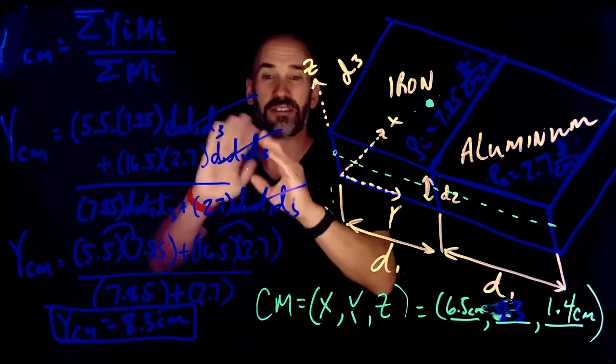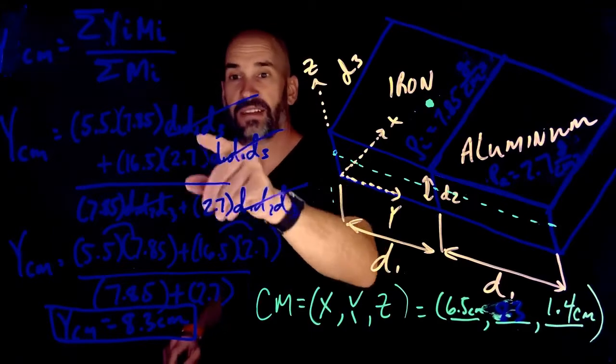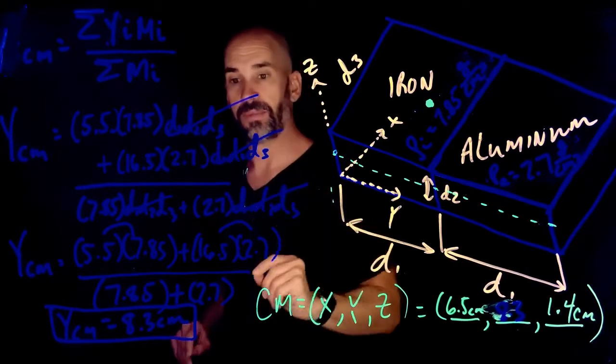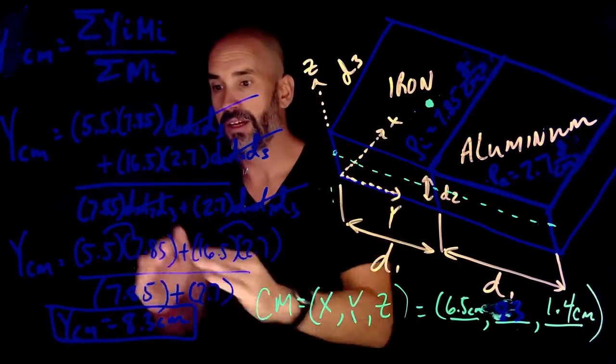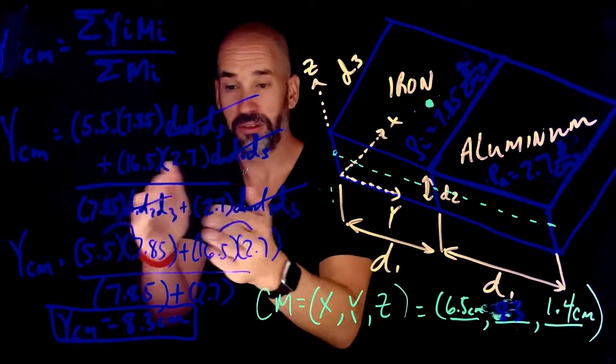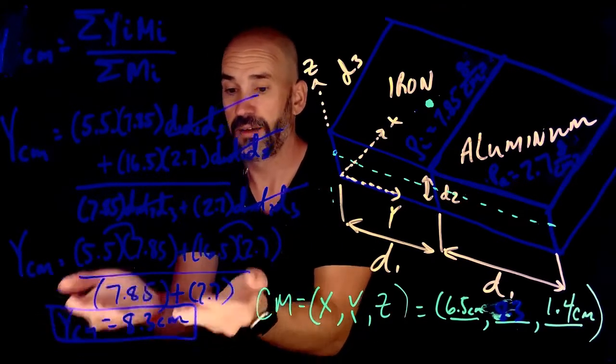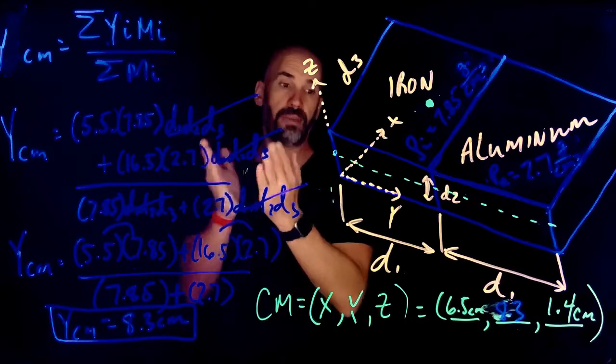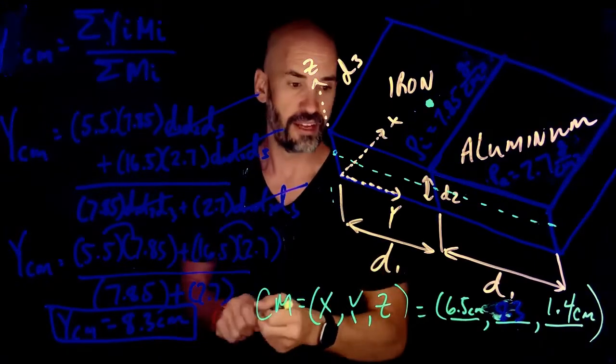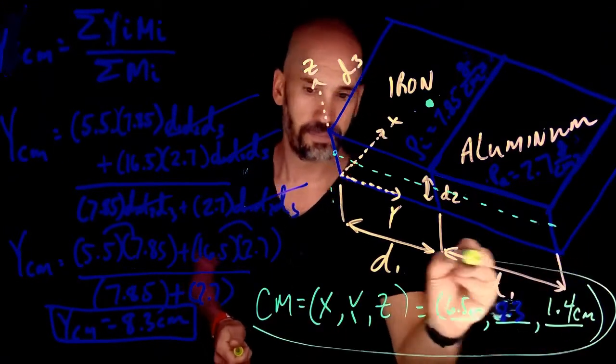And then we did this cool little trick where instead of masses, we said it's density times volume. We let the volumes cancel out. We get a nice simple thing that we can just put in our calculator and find an answer, 8.3. We now have the center of mass of this weird object.